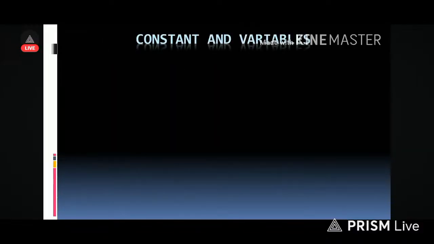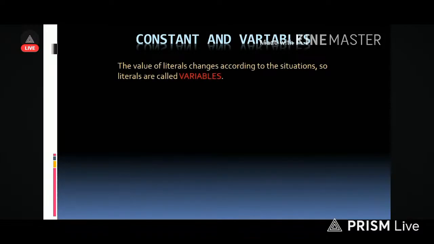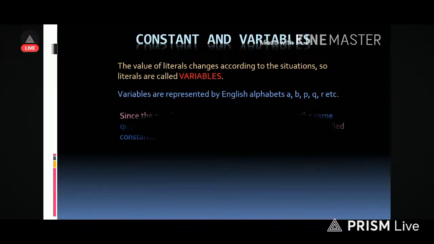Now, what are constants and variables? The values of literals change according to the situations. So literals are called variables. Different situations में literals की values भी different हो जाती है, change हो जाती है. So they are called variables. Variables are represented by English alphabets: A, B, P, Q, R, X, Y, Z. कोई भी आप alphabets ले सकते हैं.